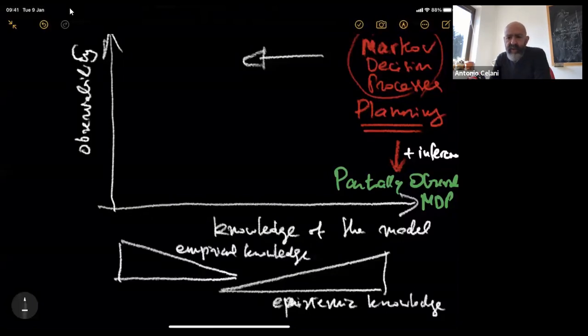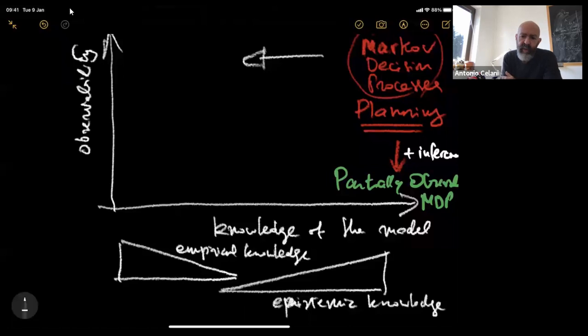So what is empirical knowledge? It's what you get from data. Here on the right-hand side of the diagram, you don't even need the data to decide, because it's enough to predict. You are covered for all possible situations by these techniques. But when you lack epistemic knowledge, which is the usual situation, you have to integrate it with data.